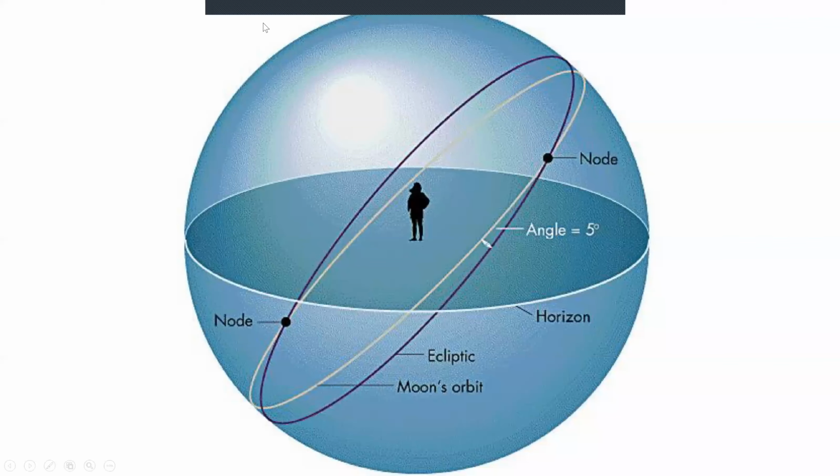We have the sun orbiting around the Earth, at least from our point of view. And then we have the moon's orbit. So we see that what we call the ecliptic is going to be that purple line.